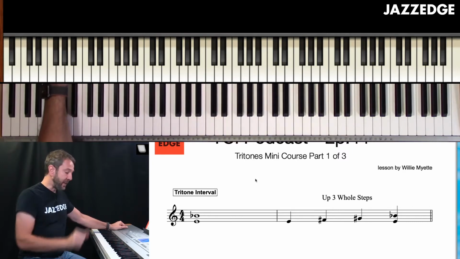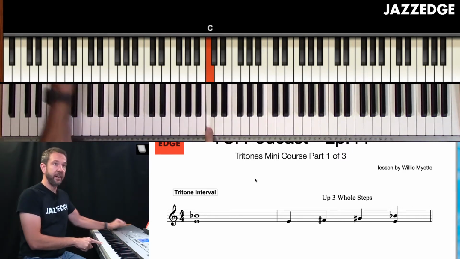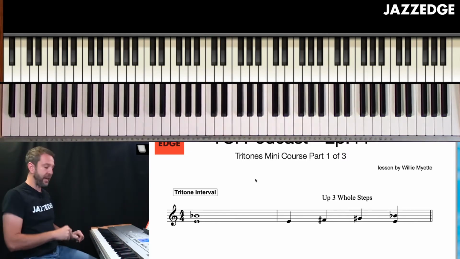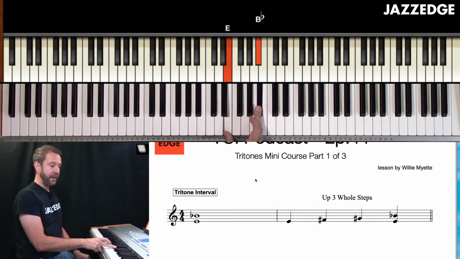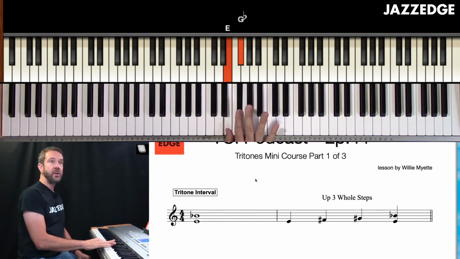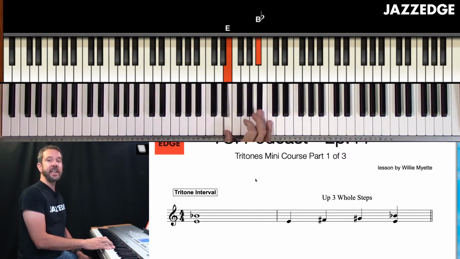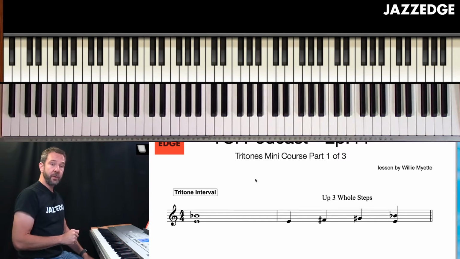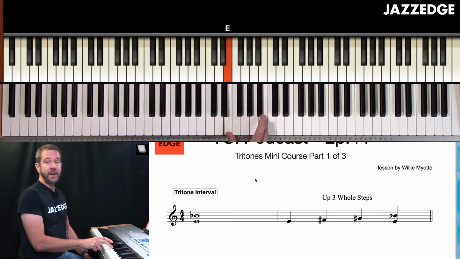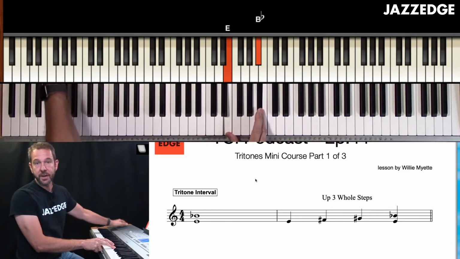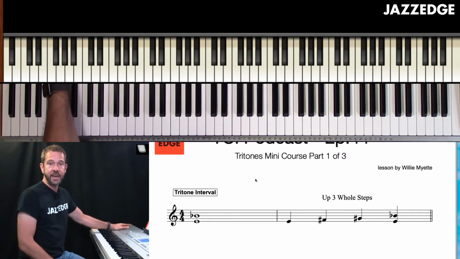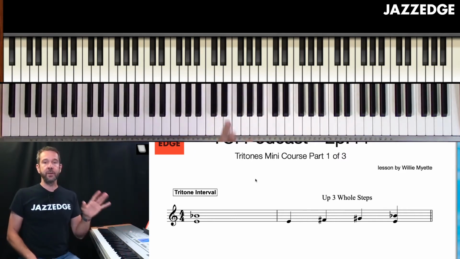That's your tritone. The other way is start on a note, let's say C here, and go up 1, 2, 3 whole steps. Now the example that I have here is E and B flat. So if I start on E and I go up 1, 2, 3 whole steps, you'll see that now I have a tritone. That is the interval of a tritone. We can also think of that interval as being an augmented fourth or a diminished fifth, but we call it a tritone. Some people might call it an augmented fourth or a diminished fifth, but a tritone is also the name for it as well. So that is the interval of a tritone.